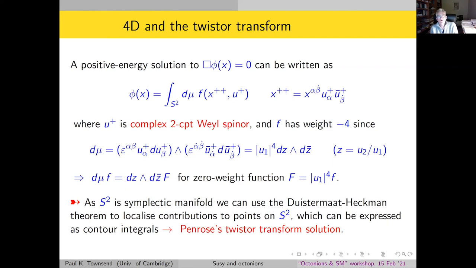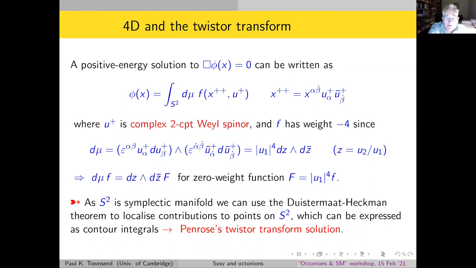Well, now if you look for a positive energy solution to the wave equation, you can do exactly the same, and you now end up with 5x is d mu. Now the measure d mu has weight minus four, because this is complex, you have to get it to be real, so you have to take the complex conjugate. So now you get a two form, which you of course need, because you are integrating over S2.